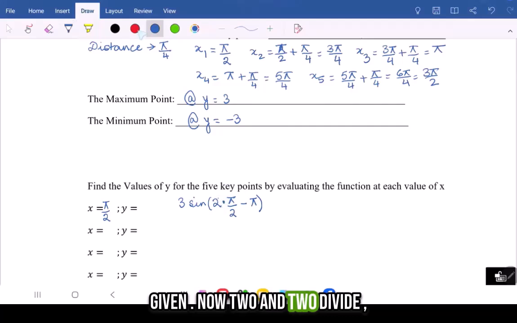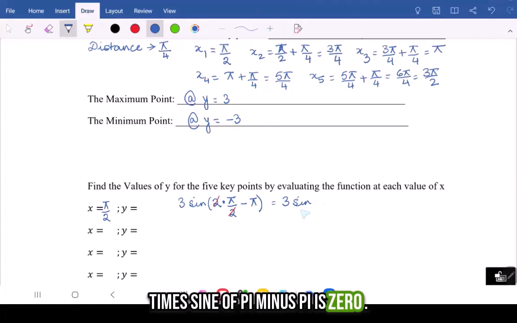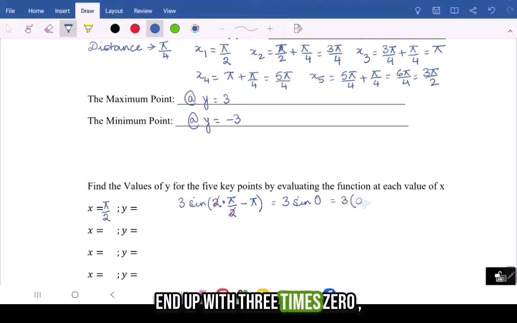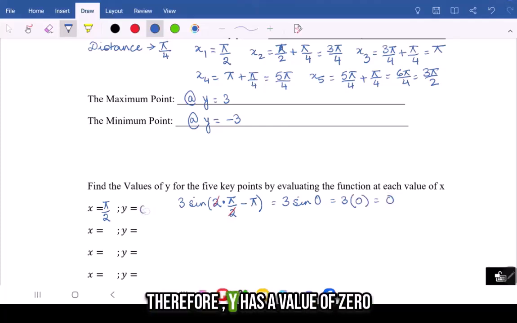Now 2 and 2 divide, and we are left with 3 times sine of pi minus pi, which is 0. So 3 times sine of 0. Sine of 0 is 0, correct? So we end up with 3 times 0, which is equal to 0. Therefore, y has a value of 0 when x equals pi over 2.